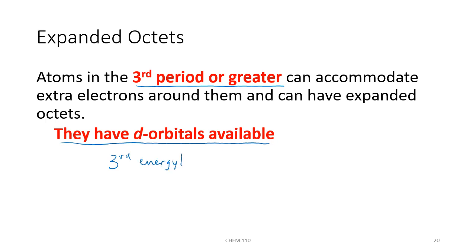what subshells do we have? We have S, P, and D. That corresponds to an L of 0, 1, and 2. And even if there are no electrons in the d subshell, just having those 5 d orbitals available can allow for extra electrons to be accommodated around the central atom. So we only see expanded octets for atoms that are in the 3rd period or lower, never in the 2nd period.